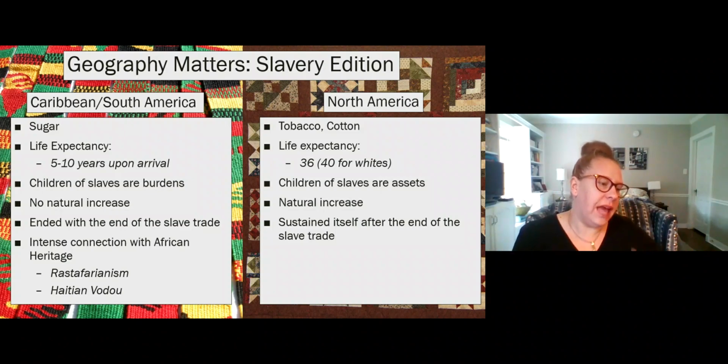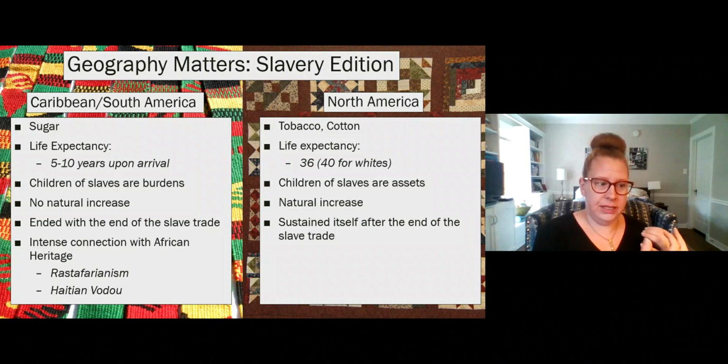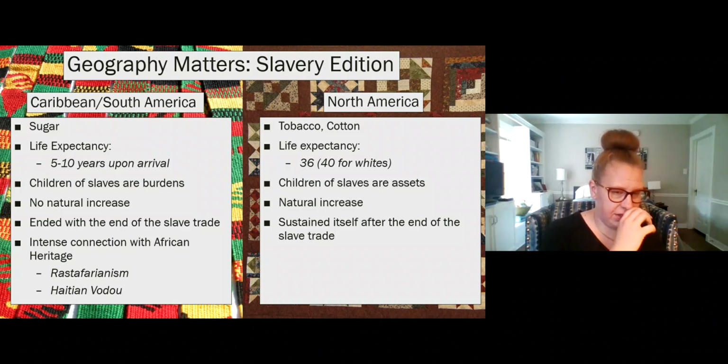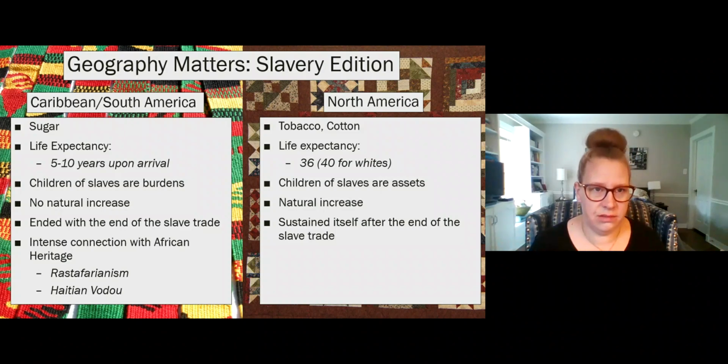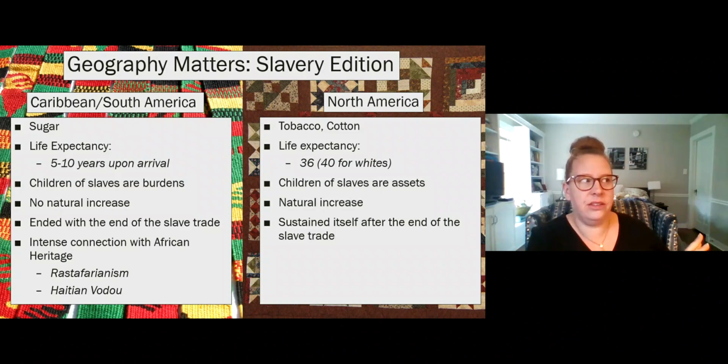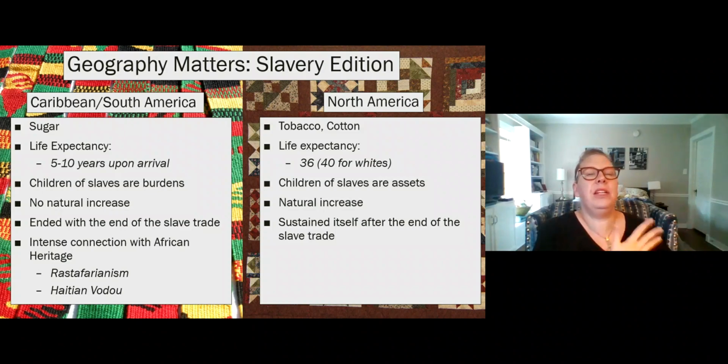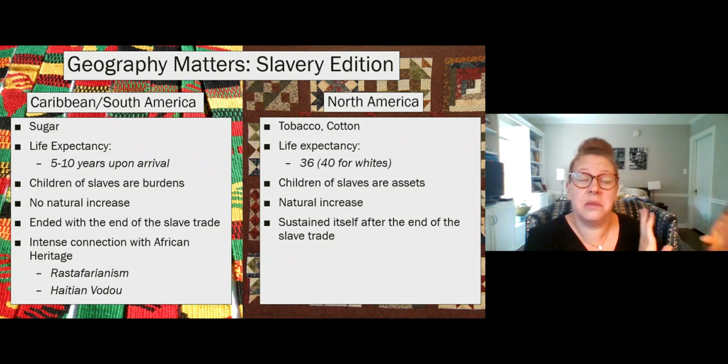Because you were relying on new people coming in from Africa all the time, the Caribbean African diaspora tended, and to this day tends, to have a more intense connection with African heritage. So you didn't have much assimilation, okay? Because 90% of people are from Africa. So you don't have them trying to assimilate them into being white. Basically, they're running their own thing as long as they don't get rebellious, okay.